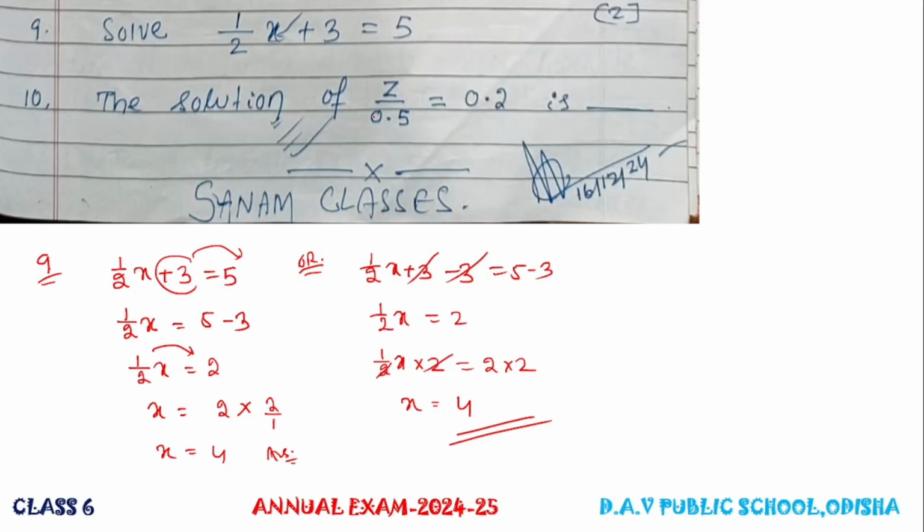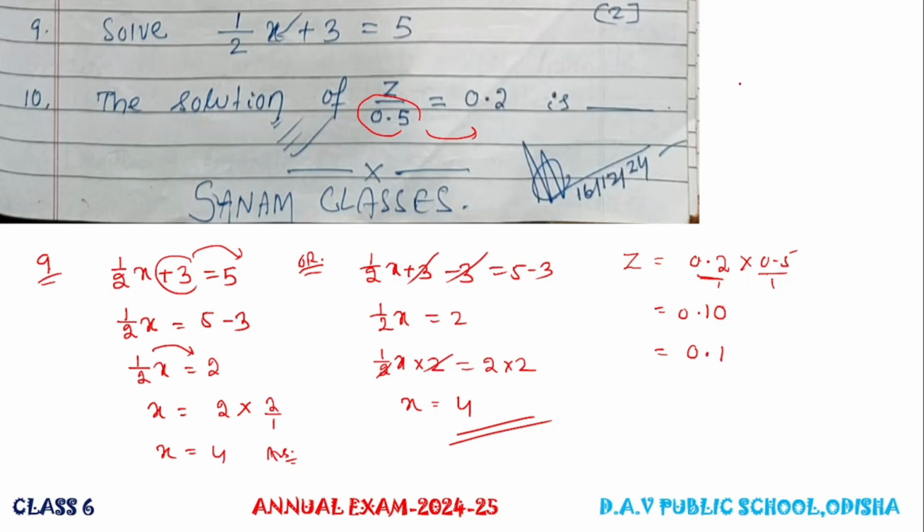The solution of z by 0.5 equal to 0.2. So we can write z equal to 0.2 into 0.5, because here 0.5 is division, it goes to the right side, then it will be multiply. So now simply multiplication, 5 twos are 10, after decimal 1 digit, after decimal 1 digit, means multiplication means addition, means after decimal 2 digits, that is 0.10, or simply you can write 0.1.